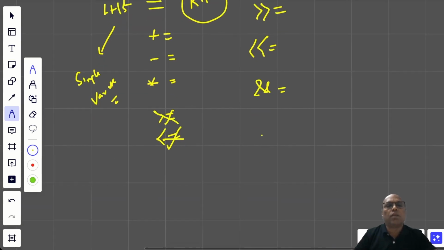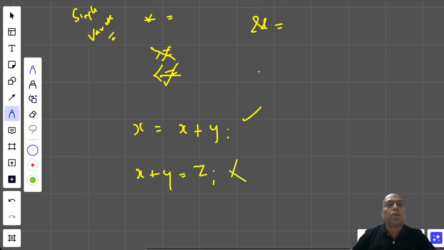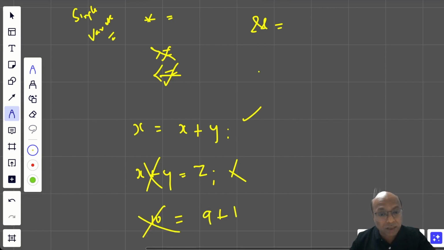So what is the meaning of this statement? Can I say x is equal to x plus y? Can I write it? Yes, you can write it, as long as x and y have values. Can I say x plus y is equal to z? Can I write it? No. Why? Because the left hand side is not a single variable. Can I say 10 is equal to 9 plus 1? Can I write it? No. Why? Because the left hand side is a constant.